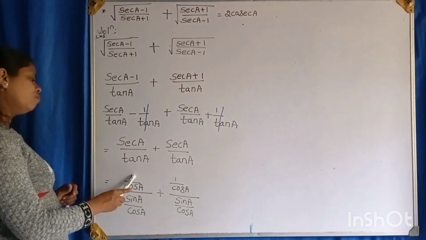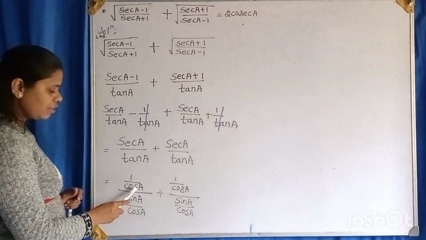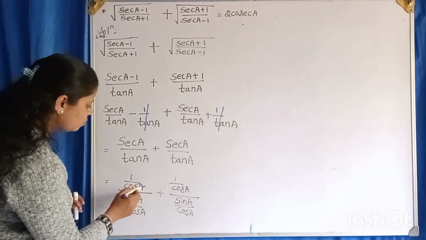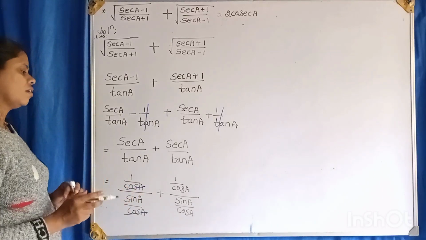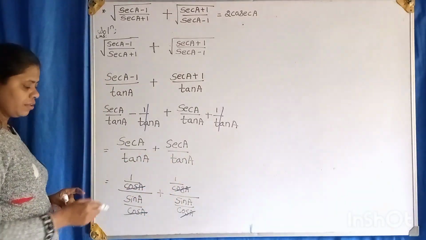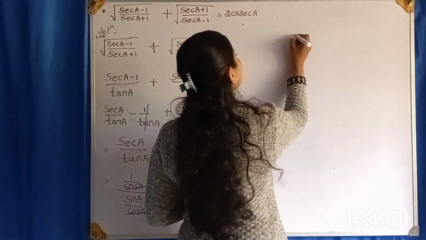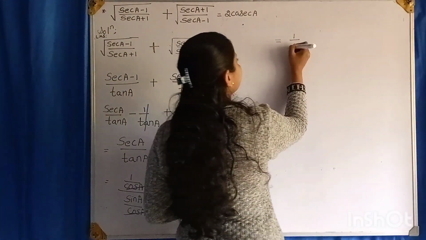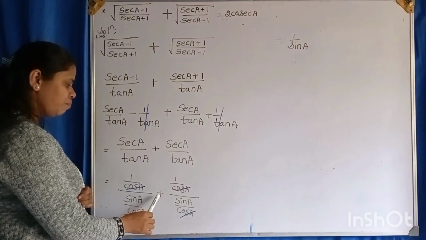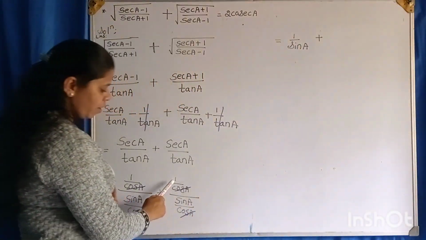Here, numerator, denominator. Numerator, denominator. In the denominator, we have cos A, cos A. So, we can cancel these two. In the same way, we can cancel cos A. Then what is left? 1 by sin A plus 1 by sin A.